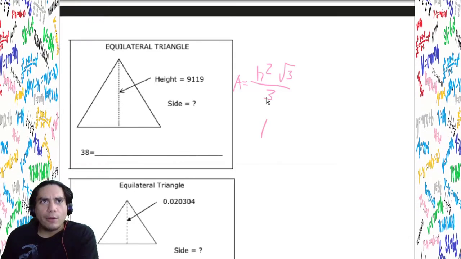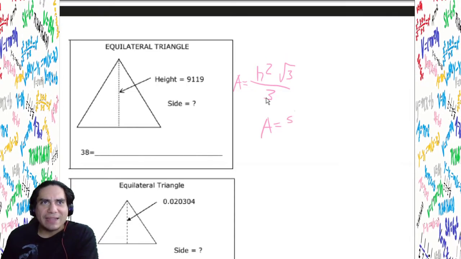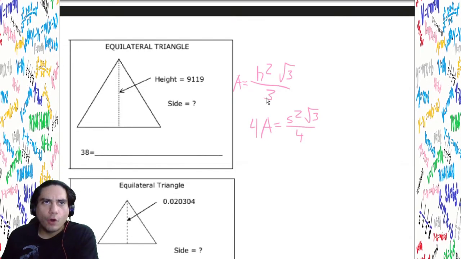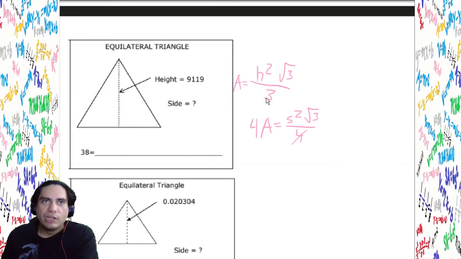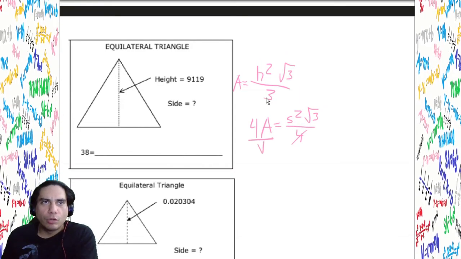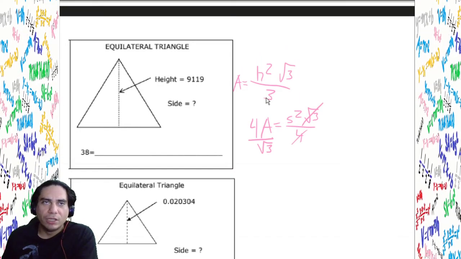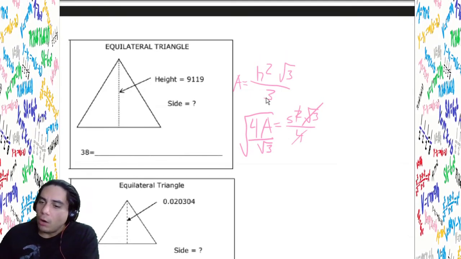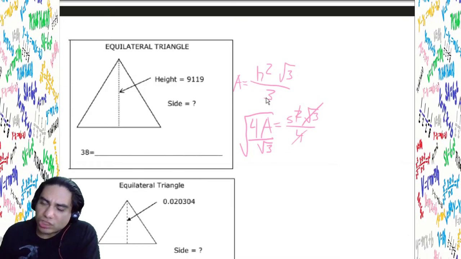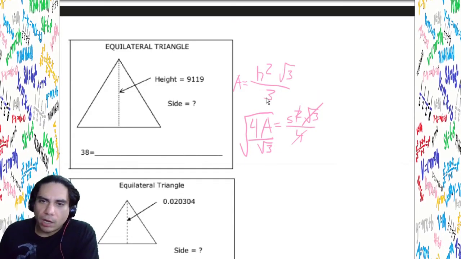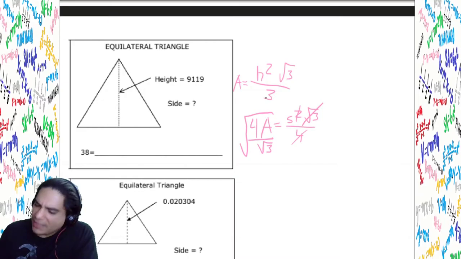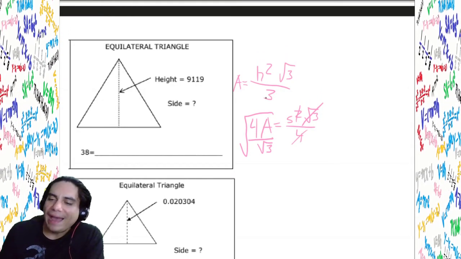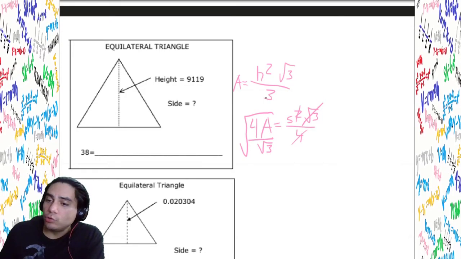Now we're going to use that area formula with the side: side squared times the square root of 3 divided by 4. Let's cancel out that 4 by multiplying both sides by 4. Let's cancel out that multiply by square root of 3 by dividing both sides by square root of 3. And then we're going to square root this right there. So we're going to get that area of 4.80 times 10 to the 7. Some of you might want to call it 48 million. Multiply that by 4, then we're going to get 3, square root, divide, and then we're going to square root that answer right here.